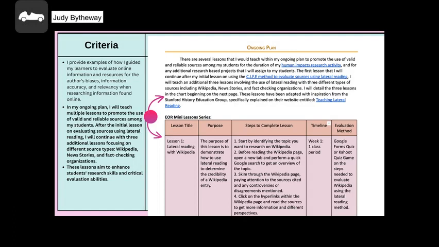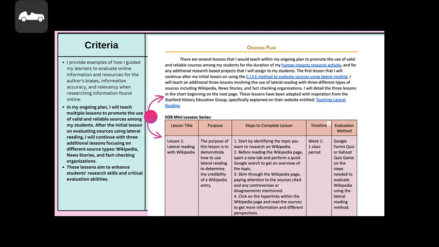In my ongoing plan, I will teach multiple lessons to promote the use of valid and reliable sources among my students. After the initial lesson on evaluating sources using lateral reading, I will continue with three additional lessons focusing on different source types, such as Wikipedia, news stories, and fact checking organizations.